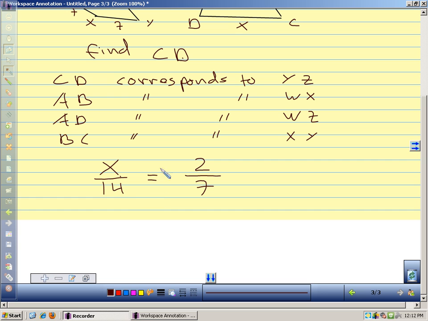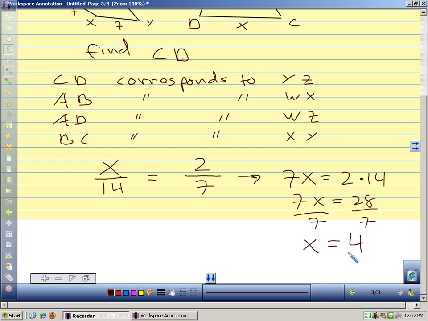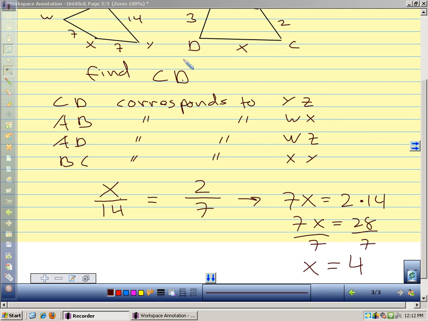And here's our proportions that we worked on the worksheet solving the other day. That's why we practice so much with those, because we're going to work with them in similar figures. We cross multiply to solve this. So I get 7x equals 2 times 14. So 7x equals 28. Divide by 7. And x equals 4. So because these two shapes are similar, the corresponding sides have to have the same ratio. So that tells me that x has to be 4 to keep these ratios all the same for all the corresponding sides.